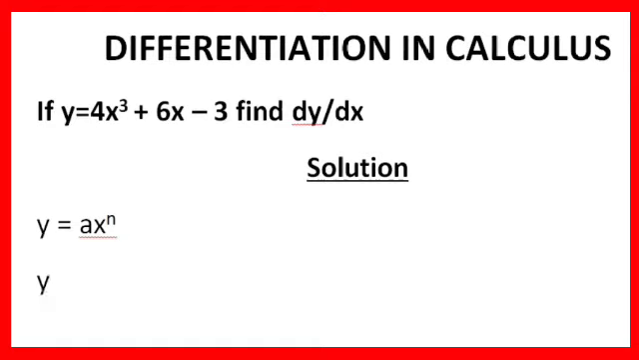Then dy/dx will be equal to n times a. We multiply the power and the coefficient, n times a, which is the coefficient, and then x. Then we subtract 1 from the power, so it's going to be n minus 1. That's how we differentiate using our general formula.